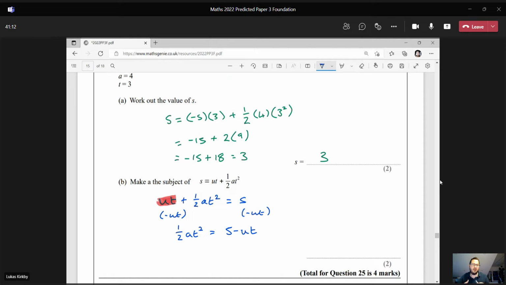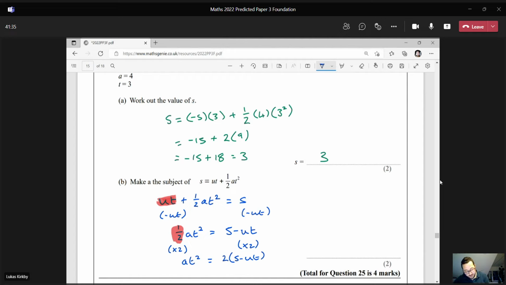So to get rid of half, you double it. Yeah, so if you've got half of something, you double it, you're back to 1. So the next thing I want to do, let's highlight what I'm getting rid of again. So this bit here. So we're going to times 2 on both sides. So AT squared is going to be 2 lots, and you can keep this in brackets, S minus UT.